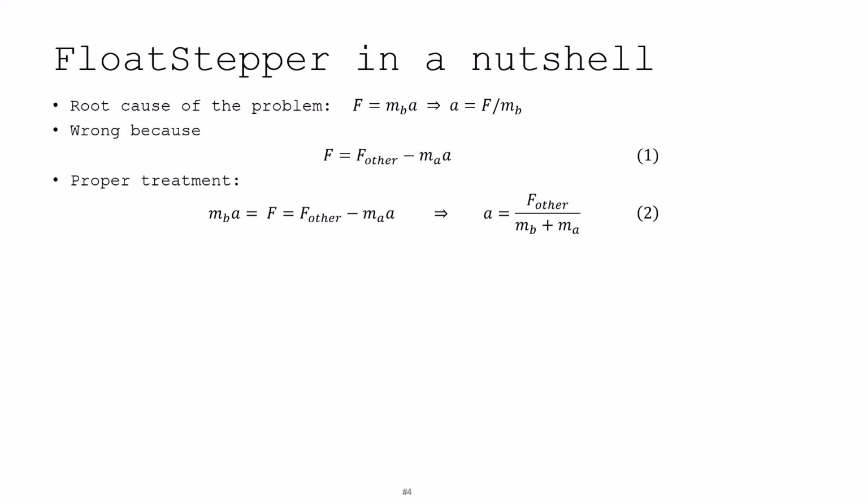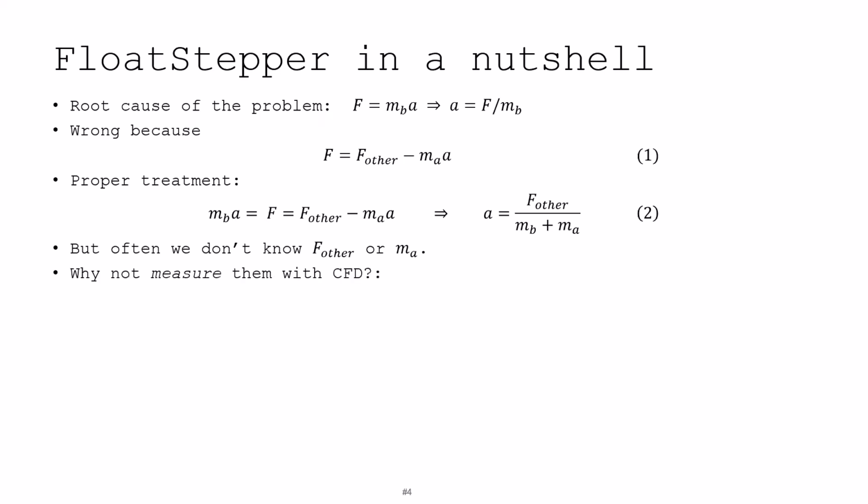So why don't we do this in CFD simulations? Well, that's because typically we do not know what F other and M_A are. But in CFD, and that's the main point of FloatStepper, we can do whatever we want before we take our actual time step. So why don't we try to measure these two guys?